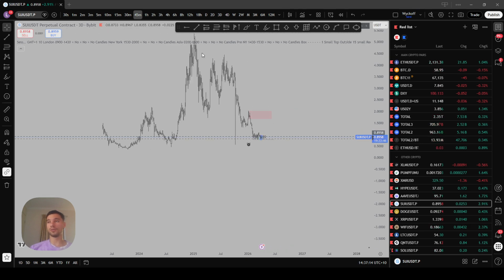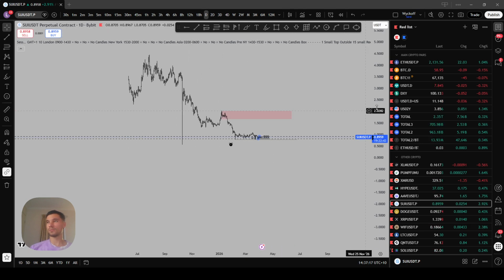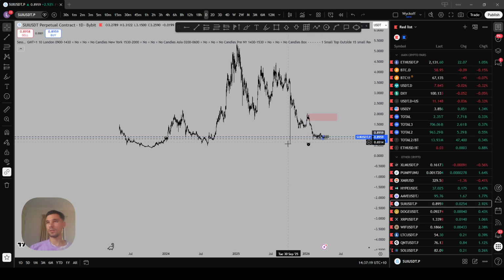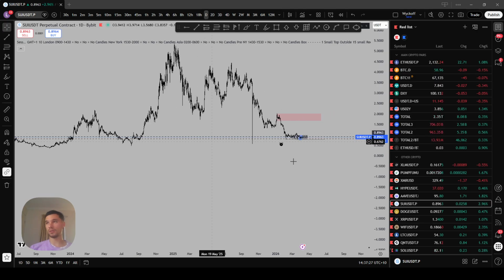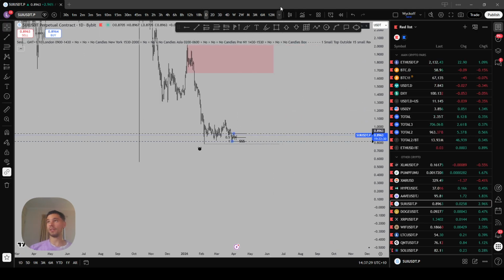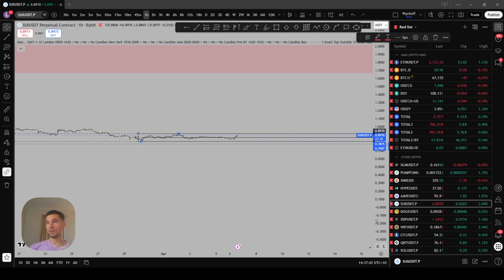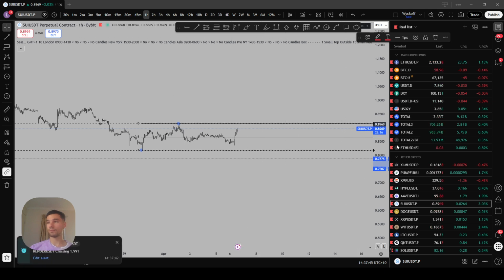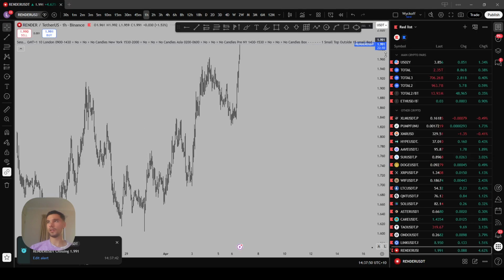Contextually speaking for SUI, I'm not really expecting this low to get taken out, just because it's already swept so much and it's swept these lows. If anything, I expect this, which I have placed as an alert. I do expect this though to get taken out. So yeah, let me see what Render's doing. That's it for Sui anyway.